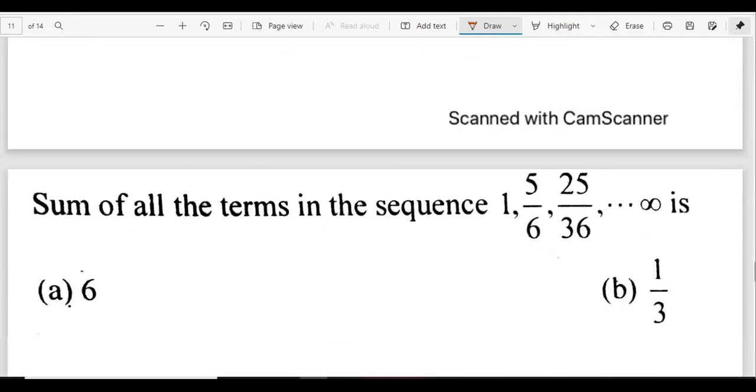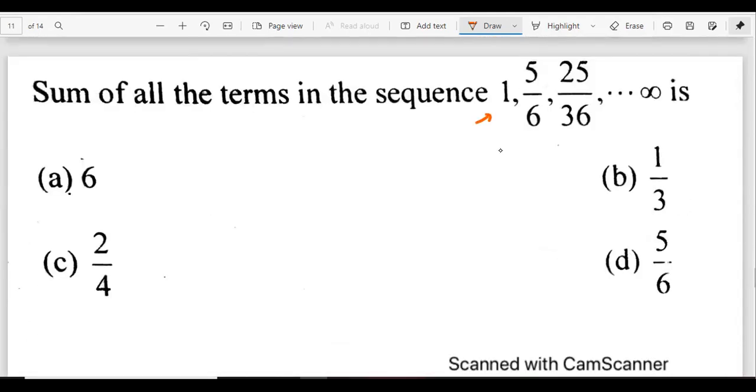Let's talk about the sum of all the terms. Think about it: the sum to infinity does not mean that the last term is infinity. It means the terms keep getting smaller and approach 0. So this question asks us to find S infinity. Without wasting time, I will do 1 divided by 1 minus r. What is r in this case?